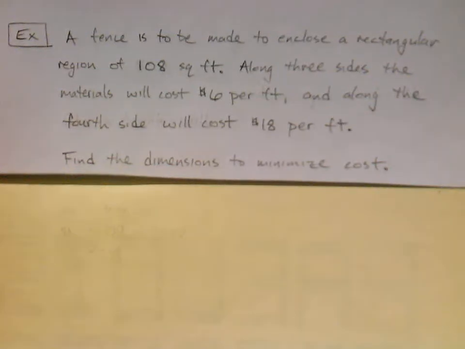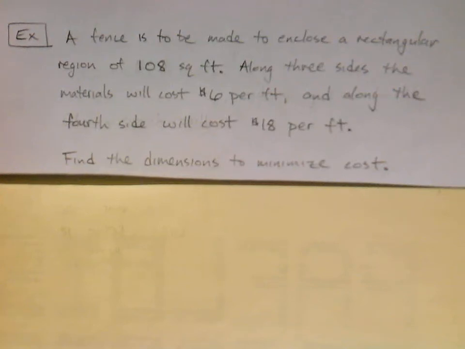All right, so we're going to put a fence around a rectangular region. We know we need it to be 108 square feet in the end. Along three sides, the materials will cost $6 per foot, and along the fourth side, materials will cost $18 per foot. Don't really know why. For some reason, it's cheaper along three of the sides.